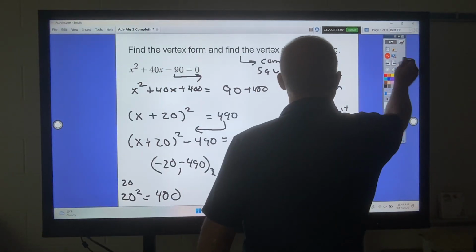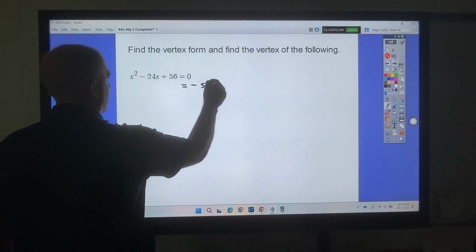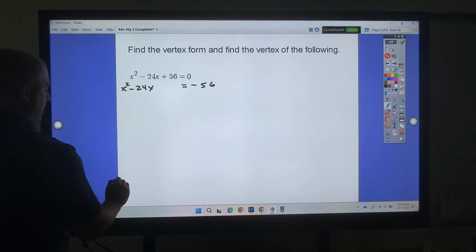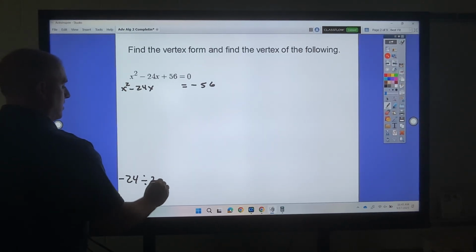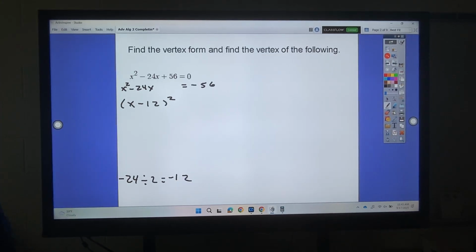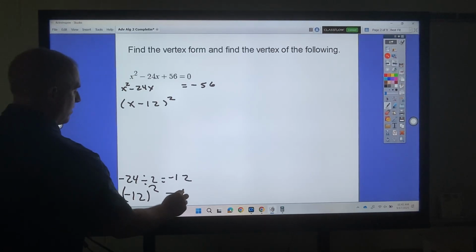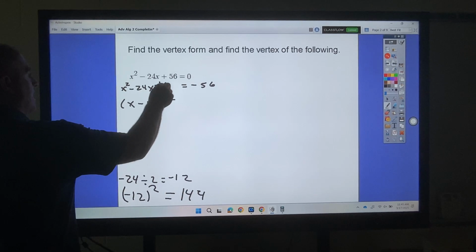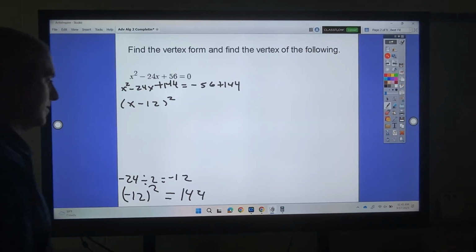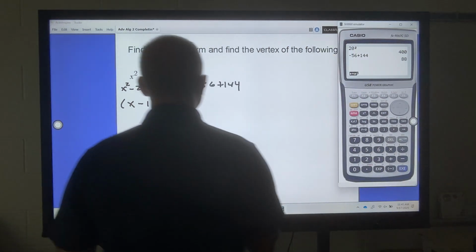All right, let's do another one. So what I want to do is move this over to this side. I got x squared minus 24x. I'm going to take negative 24 and divide it by 2. I'm going to get negative 12 with that. Now here's what that's going to be, x minus 12 squared. I then want to square the negative 12. Negative 12 squared is 144. So I'm going to put that on both sides. So that's negative 56 plus 144. It's going to give me 88.